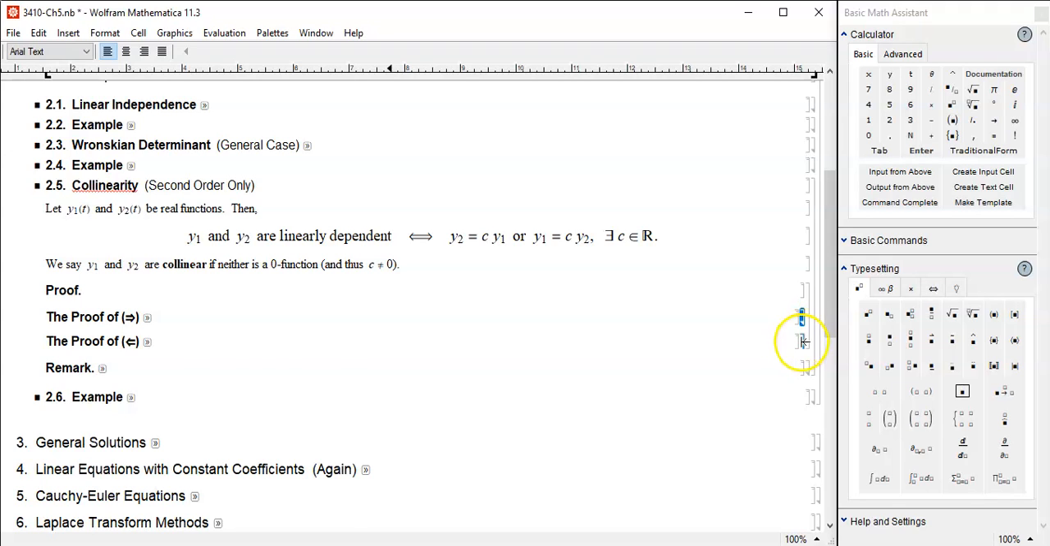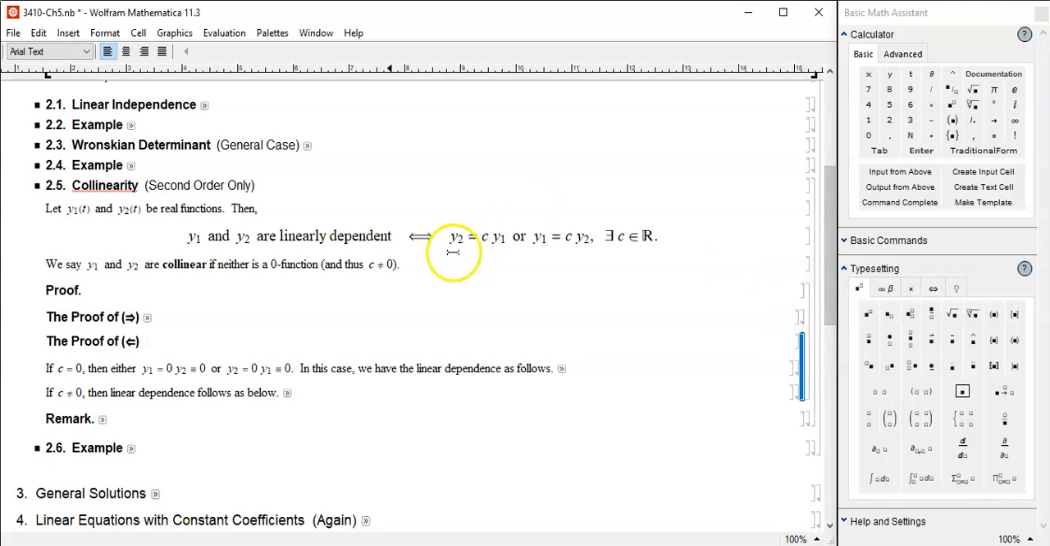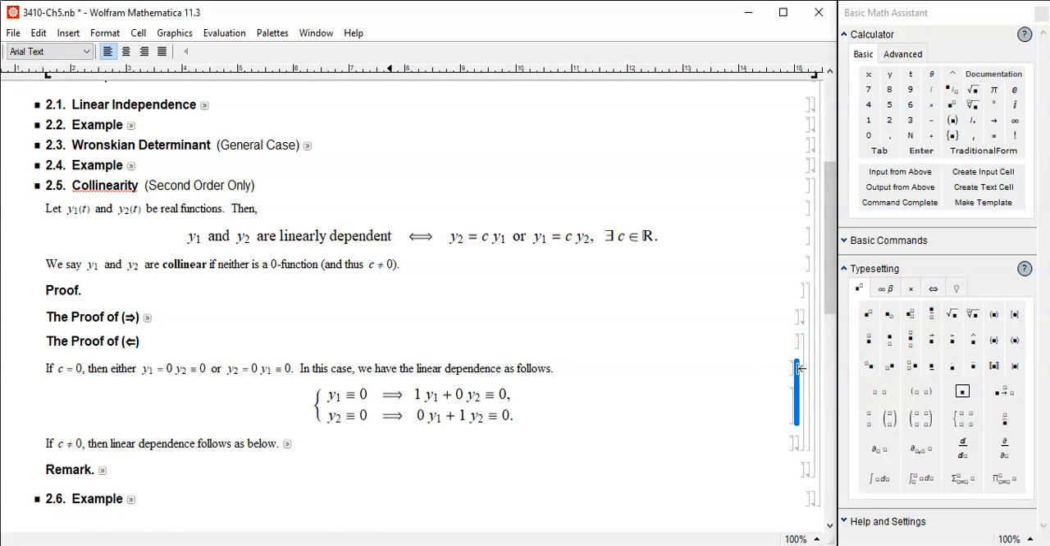Now let's prove the other direction. Okay, let's assume this one. One function is constant times the other. What if c equal to 0? If c equal to 0, then if this is equal to 0 and this function is 0, and if that's equal to 0 and that function is 0, so if you have c equal to 0, then we have to have at least one 0 function. In that case, we have to have linear dependence.